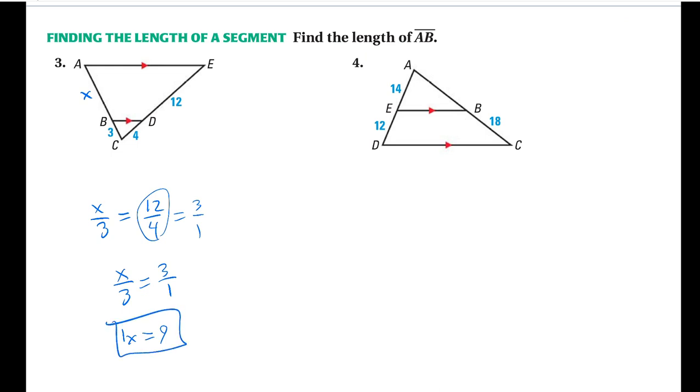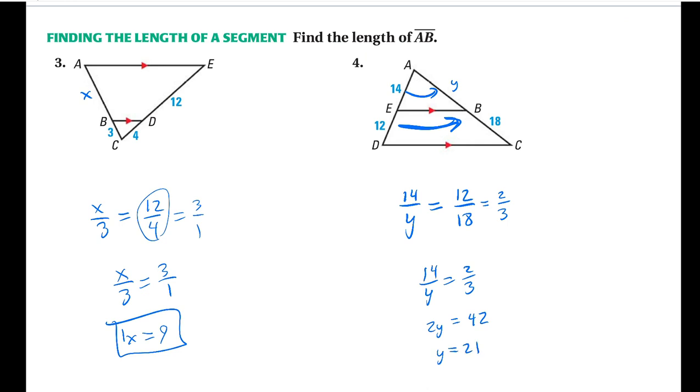Right? Over here, let's put this as a y. And so now I could again go side to side in the same direction, but instead I'm going to go this way for no reason. So we got 14 is to y as 12 is to 18. Again, as long as you're going in the same direction and not switching backwards, that's okay. All right, so 14 is to y, and then I'm going to simplify the one on the right. Dividing by 6, I get 2 over 3. So I get 14 over y equals 2 over 3. Cross multiplying, I get 2y equals 42. Dividing, I get y is 21.